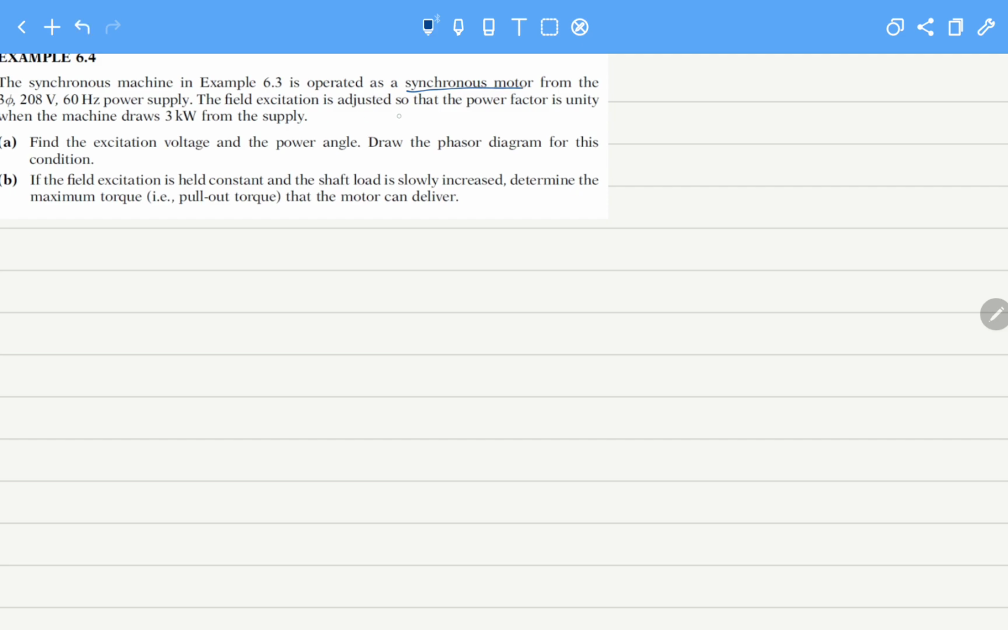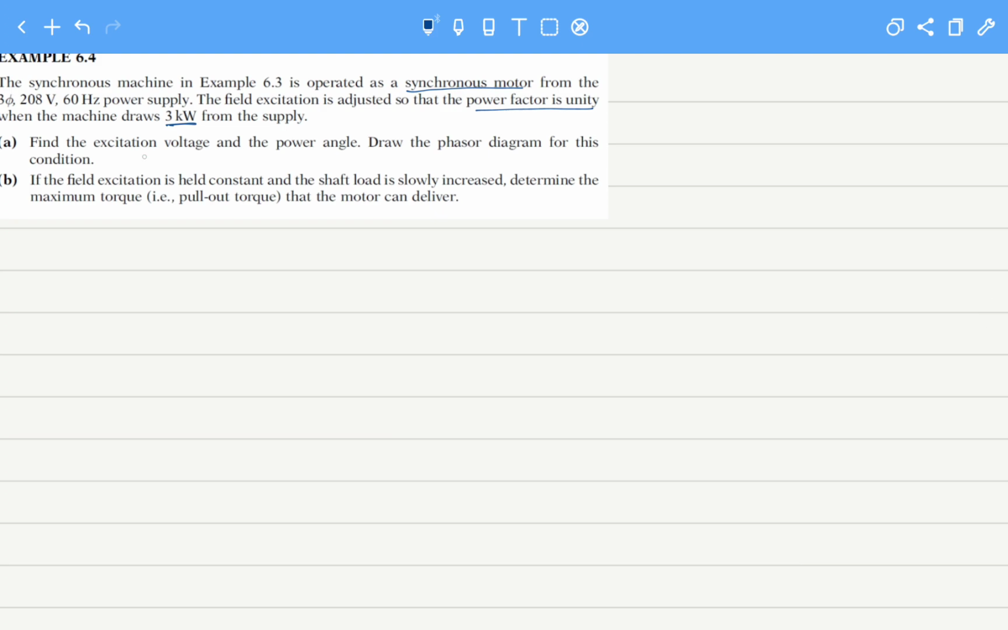Now the field excitation is adjusted so that the power factor is unity, because you know that through field excitation we are able to control the terminal voltage and armature current or the line current angle, and the machine is drawing 3 kilowatts of power from the supply.